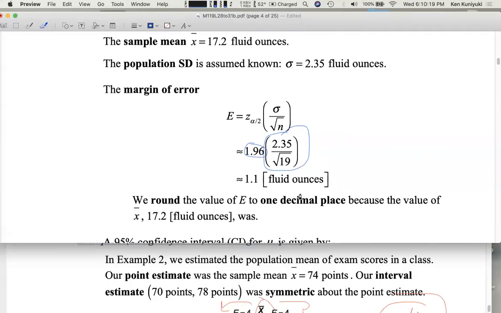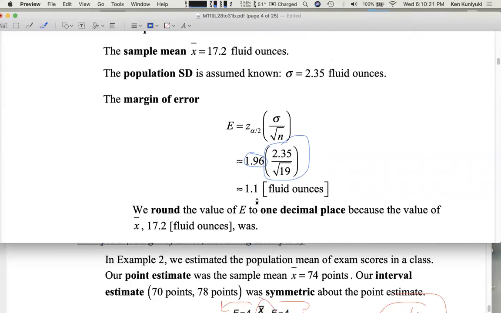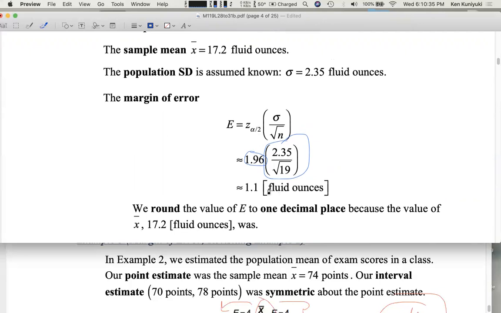If we round off to 1 decimal place, we get 1.1 fluid ounces. Now, 2 comments. First of all, we're rounding off to 1 decimal place because the sample mean, it appears, was also rounded off to 1 decimal place. Now, if you wanted to be conservative, then you would actually round up. It could be 1.1 or 1.2, but bear in mind that you could round up.